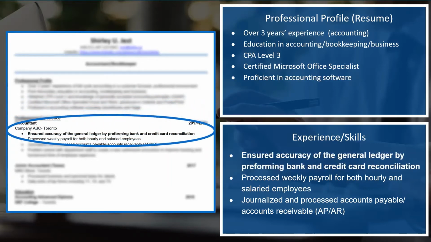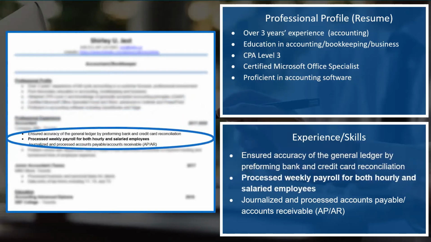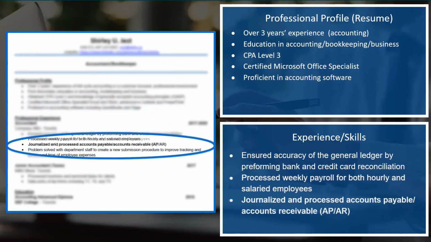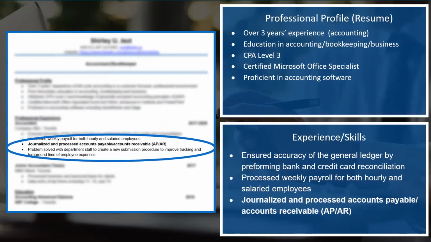And then down below, she goes over some of the stuff that's mentioned in the skills and experience. So she's worked with general ledgers and doing credit card and banking reconciliation. She talks a little bit about payroll, accounts payable and receivables.